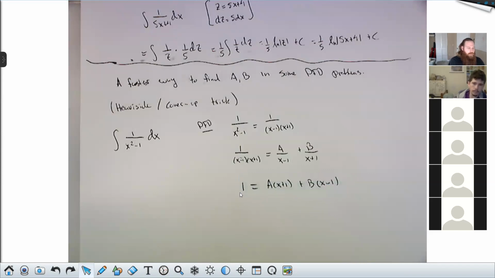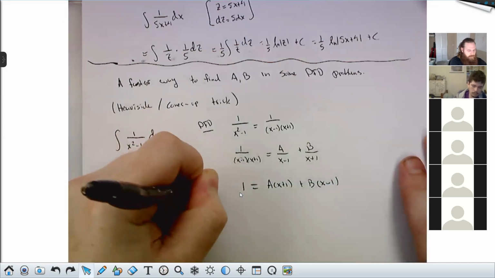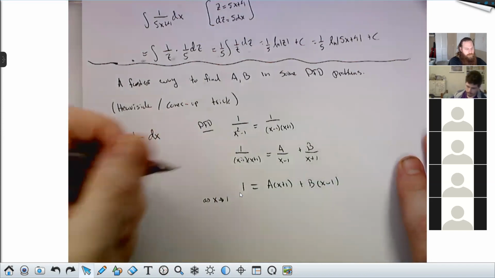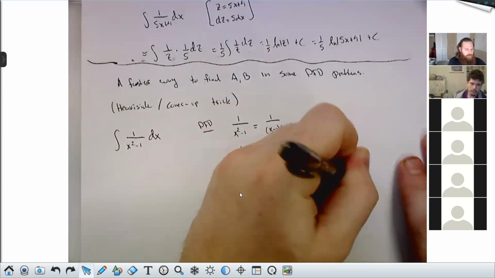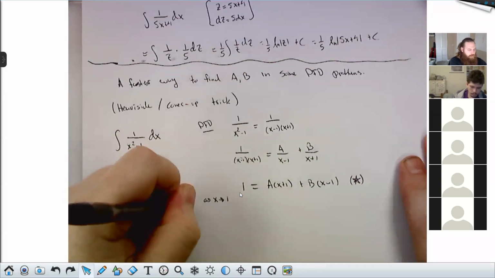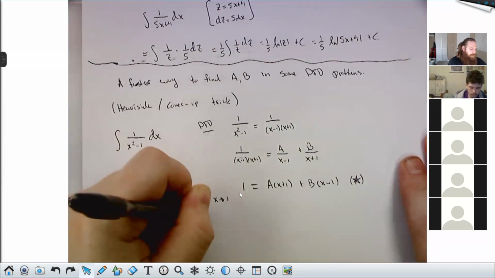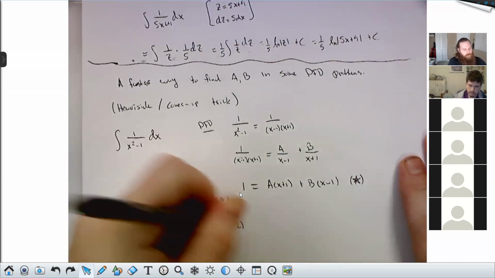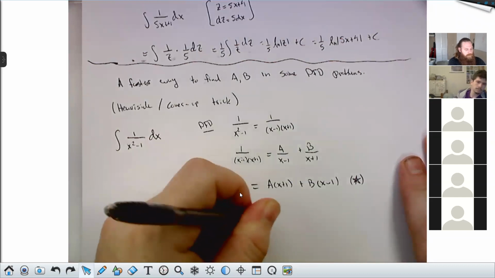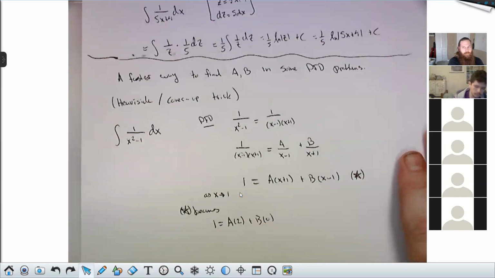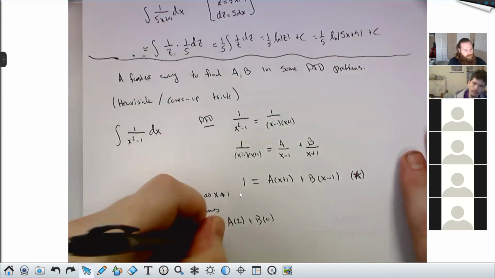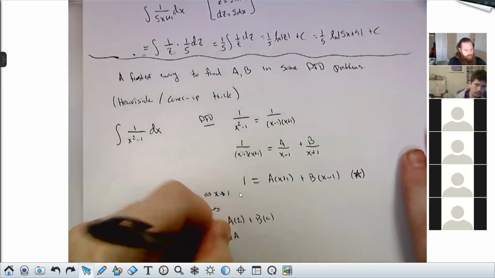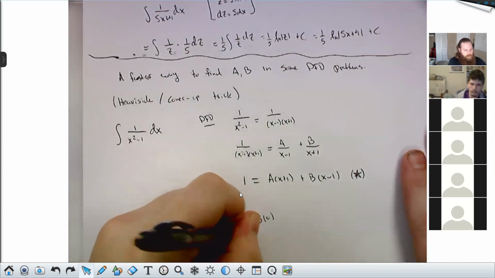So let's send x to 1. As x goes to 1, I'll call this expression star. As x goes to 1, star becomes 1 equals a times 2 plus b times 0, which is the same as just saying 1 equals 2a, which means a has to be 1/2.